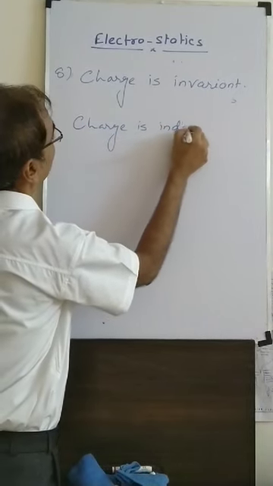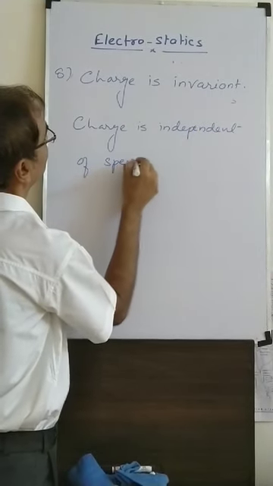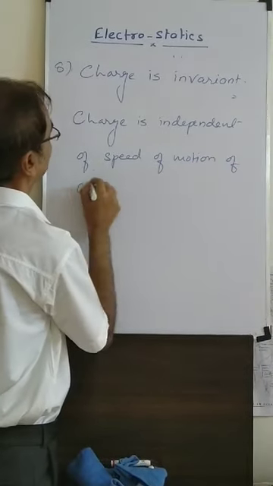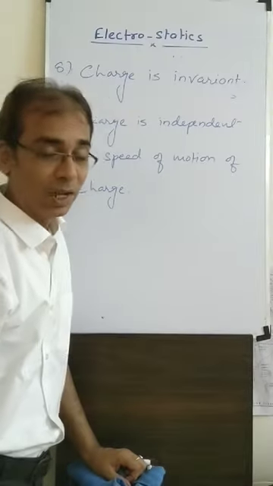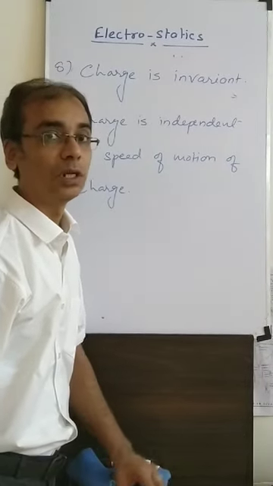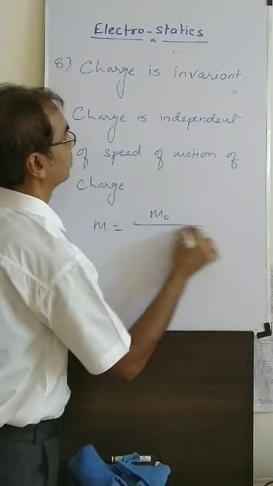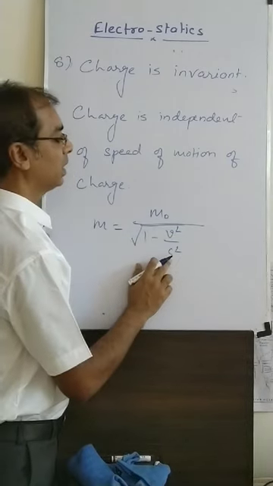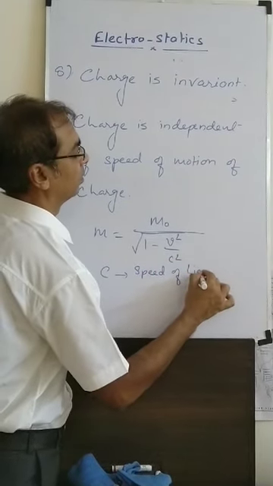So that means charge is independent of the speed of motion of charge. Okay, charge is invariant. But remember, mass is not invariant. Mass changes. If the particle is moving with a speed comparable to the speed of light, mass does change. And if you remember, I have shared this formula with you before: m equal to m naught over root of 1 minus v square by c square. What is c here? c is the speed of light.